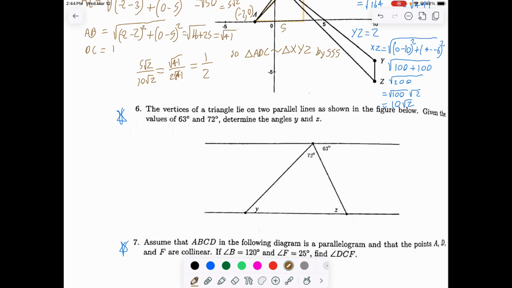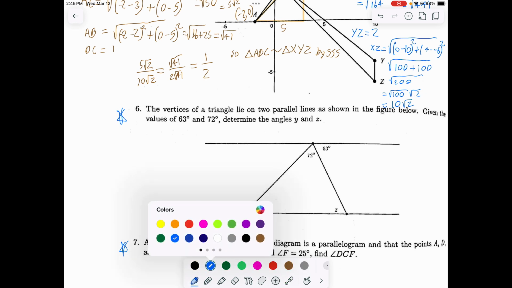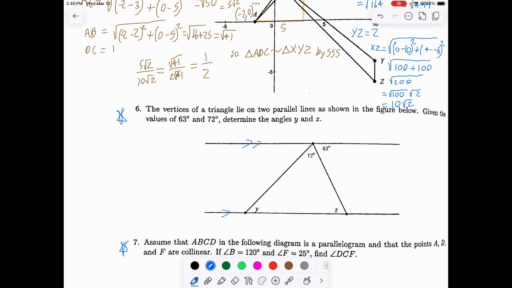Here we are, continuing on in problem number 6. It starts with the vertices of a triangle lie on 2 parallel lines. Ooh, the lines are parallel. Make a note of that. Put some symbols on it. Parallel, parallel. Those 2 lines are parallel. Okay, so given the values of 63 and 72 degrees, determine the angles y and x.